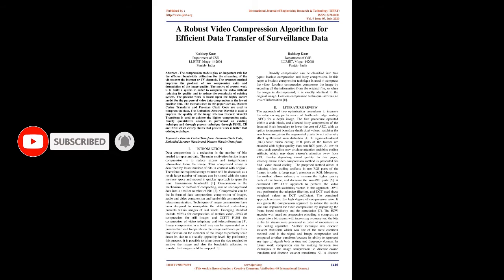Introduction. Data compression is a reduction in the number of bits needed to represent data. The main motivation behind image compression is to reduce excess and insignificant information from the image. Thus, a compressed image is described by a lesser number of bits in contrast with the original. Therefore, the required storage volume will be decreased. As a result, a large number of images can be stored with the same memory space and moved in a quicker approach to spare the time. Transmission bandwidth.